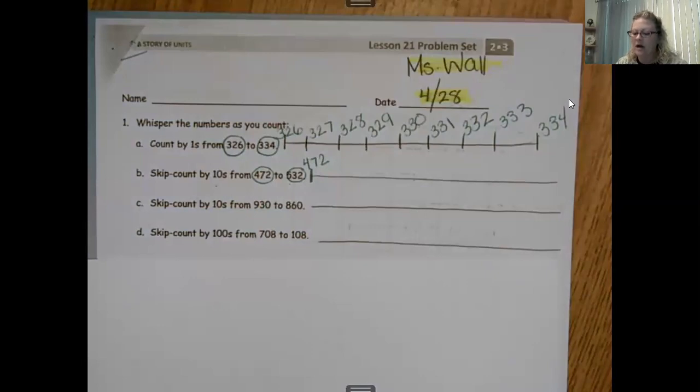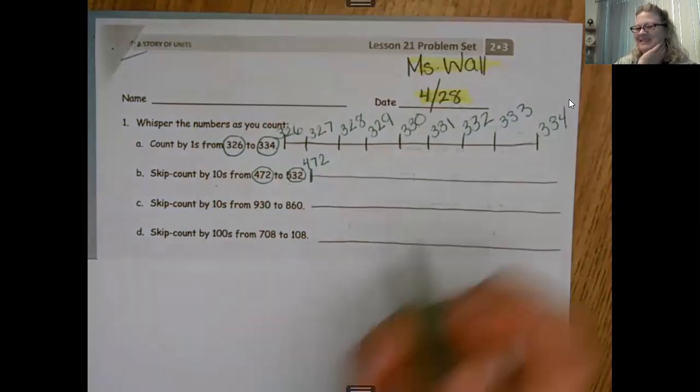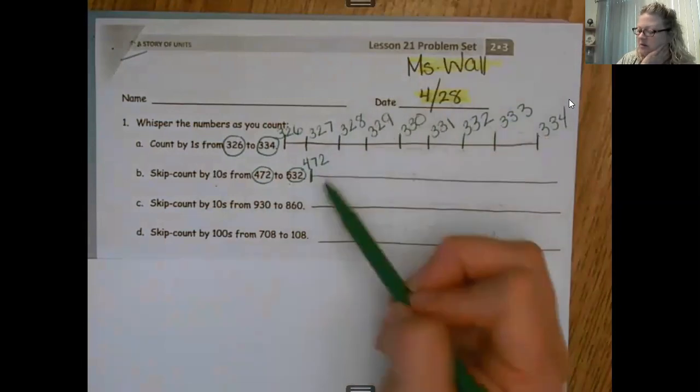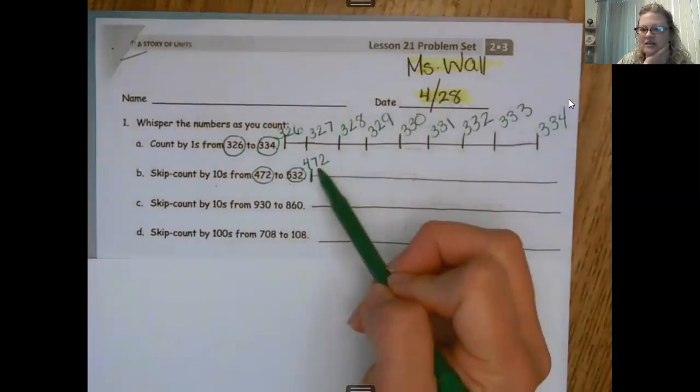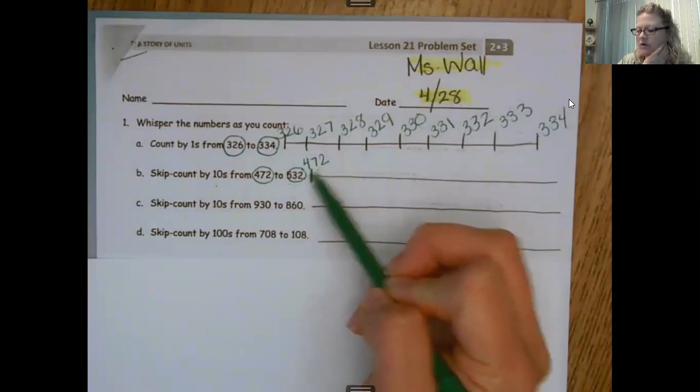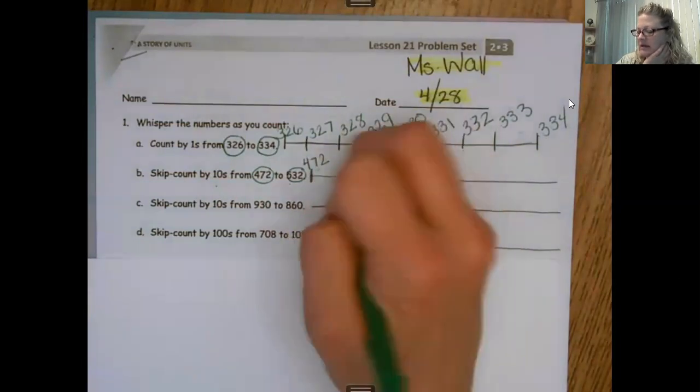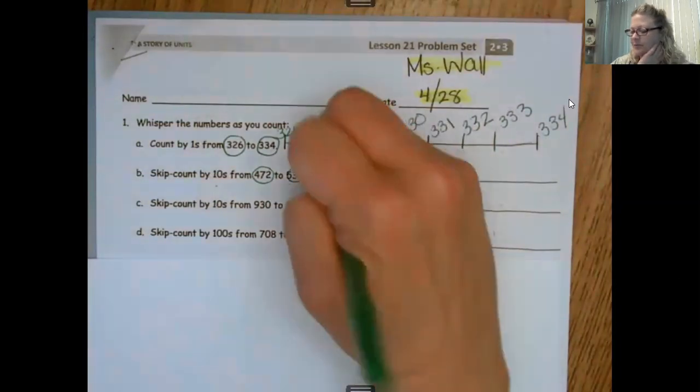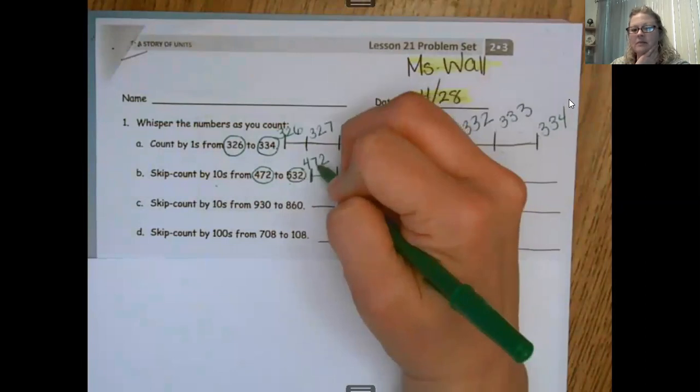All right, and remember, we're skip counting by 10. So the number that's going to change is the number in our tens place. So the 7 is what's going to change. The 4 and the 2 are going to stay the same. So watch what I'm going to do. I'm going to skip count by 10.